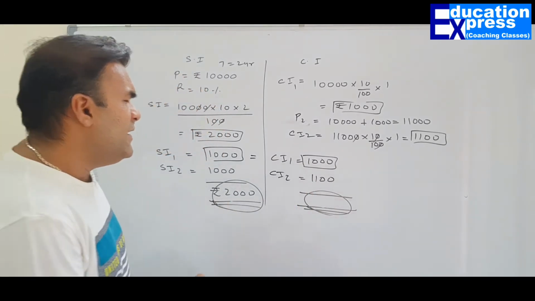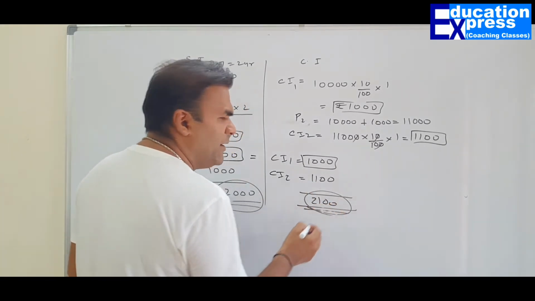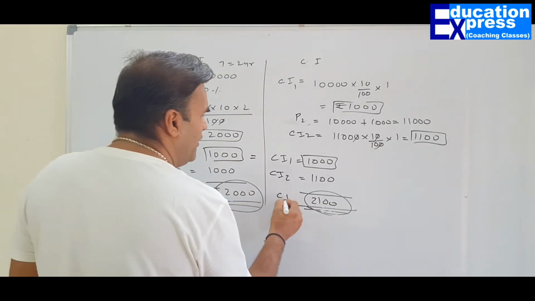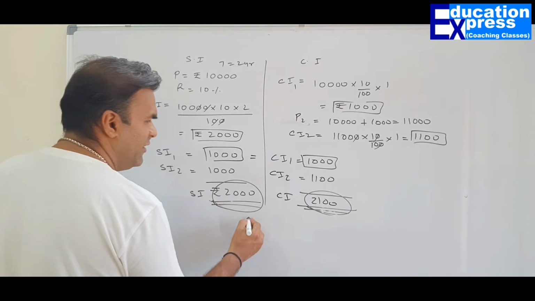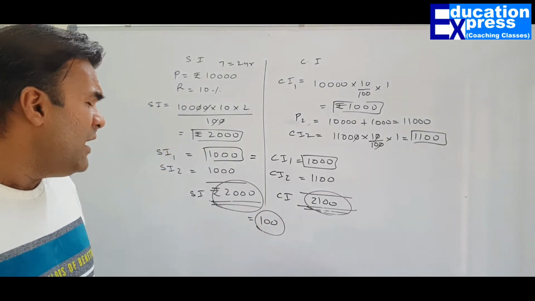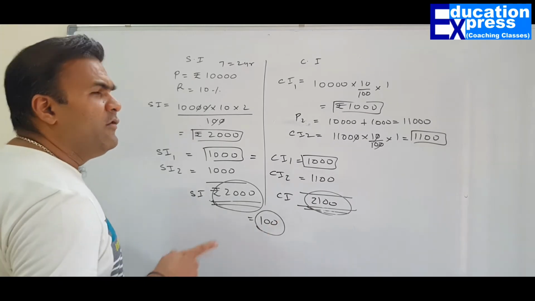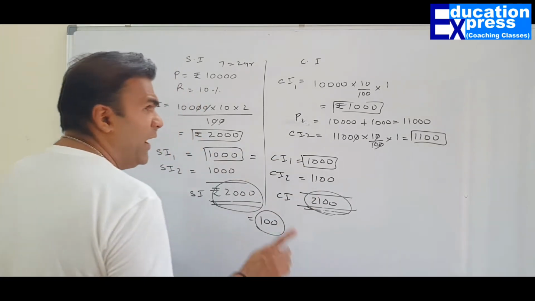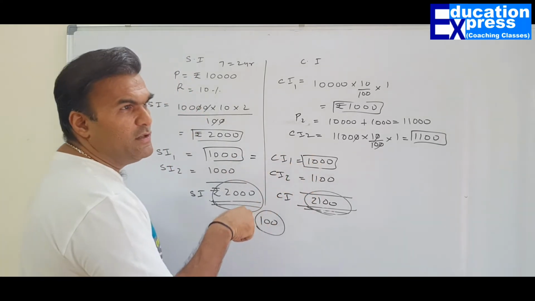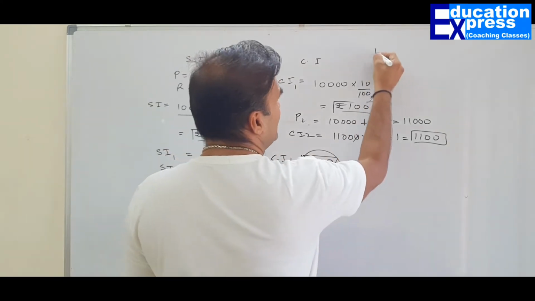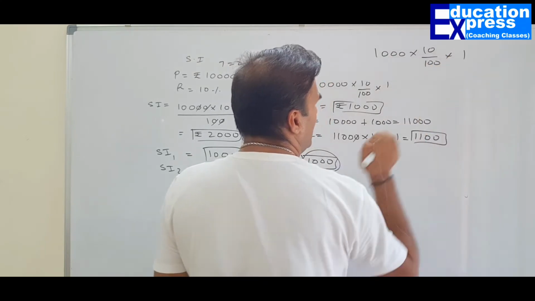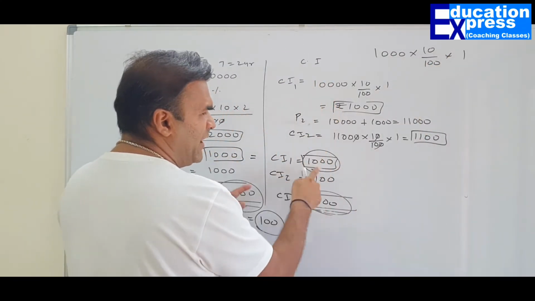You know, my dear friends, at the end, can I say the difference between the CI, compound interest, and simple interest is rupees 100? You know how I got this rupees 100? I got this rupees 100 for a very simple reason. What was the interest for the first year? 1000. So interest on 1000 at 10% for 1 year. I'm not taking 10,000, I'm taking 1000.